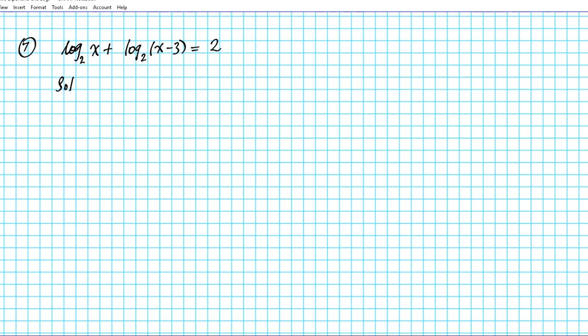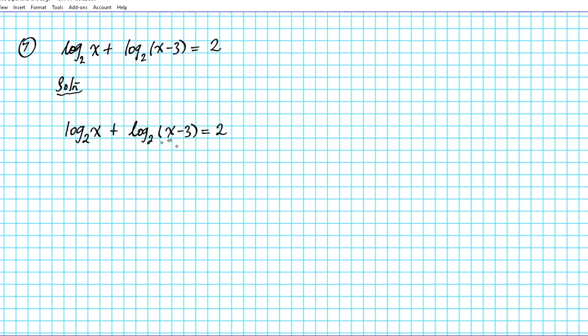Alright, so this problem looks a little bit weird. It looks different from what we have been doing thus far. What's the difference here? We have two logarithmic terms on the left side. So how do we eliminate two logs? Well, it's not possible to do that. What we must do first is condense the logs before we eliminate, or consolidate and then eliminate.